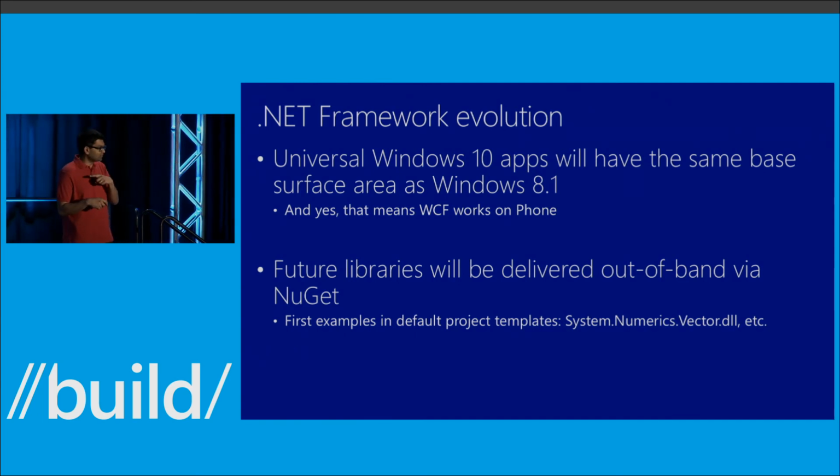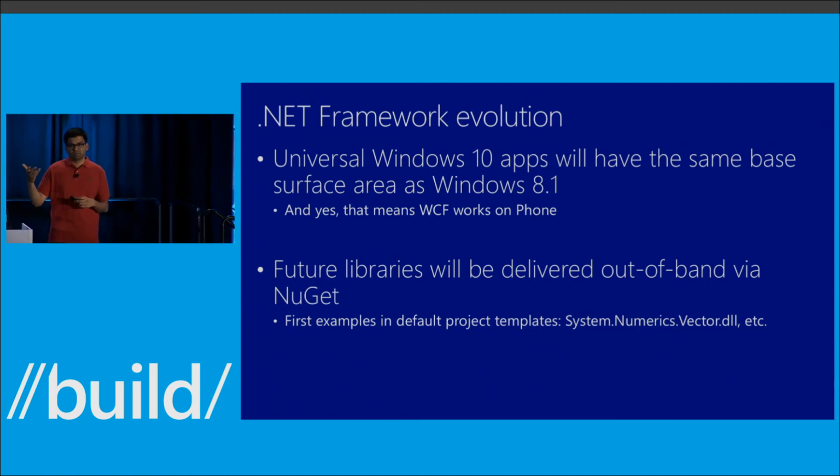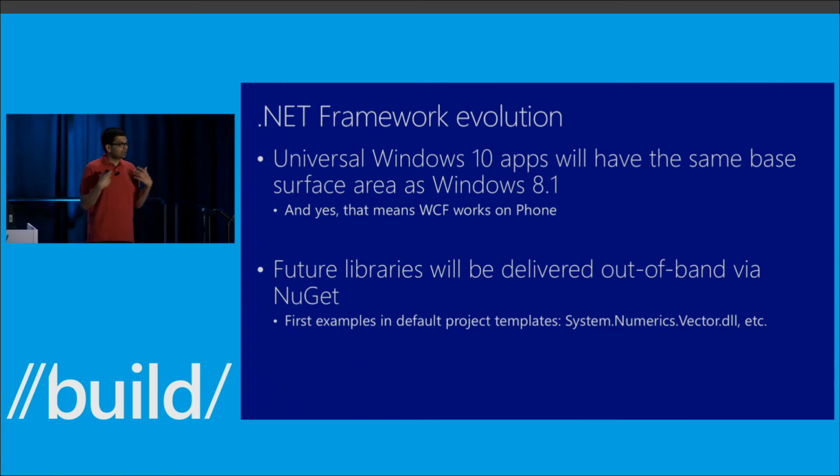If you take a look at the default project templates in Visual Studio, we already have the first few examples where we have System.Numerics, for example, included in your default template. We'll start adding more and more surface area to your projects based on what you need, over time as NuGet deliverables, and that allows us to be agile and quick and get things out to you quickly.